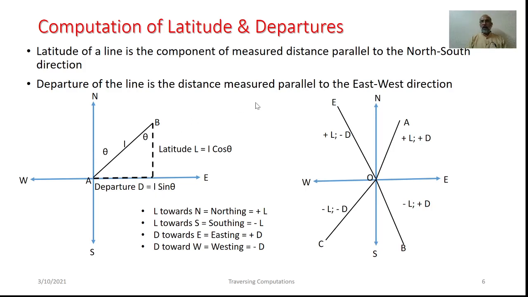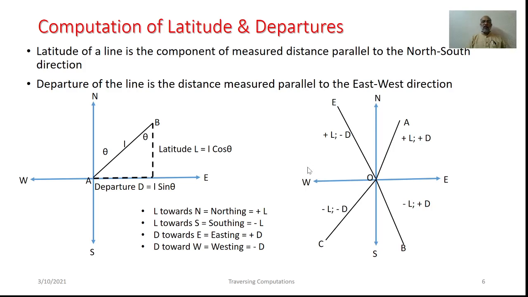As we consider the various quadrants, in the first quadrant, both latitude and departure will be positive. In the second quadrant, latitude will be negative, whereas departure is positive. In the third quadrant, latitude will be negative, as well as departure will also be negative. Whereas in the fourth quadrant, latitude will be positive and departure will be negative.